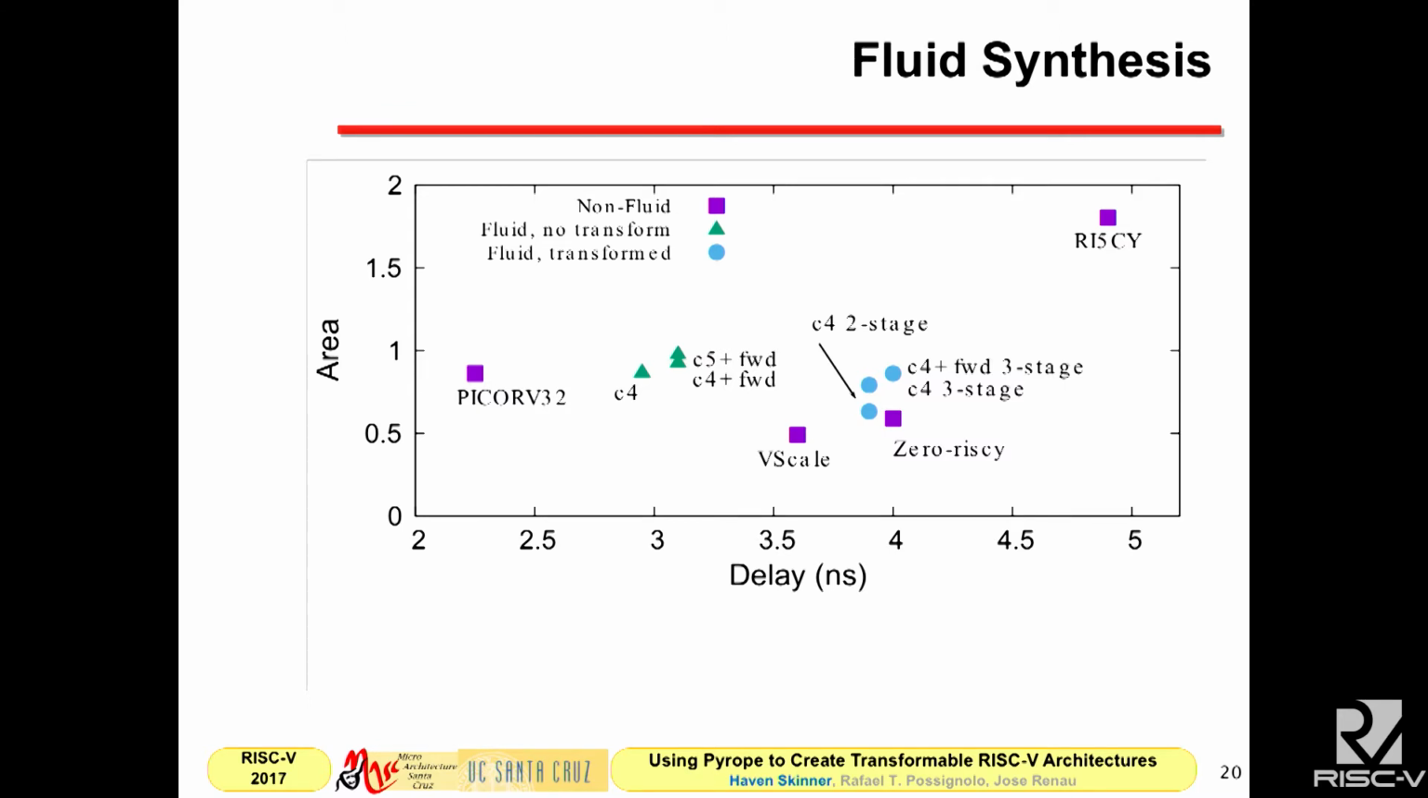And then we looked at some transform variations of our fluid cores. So we take our C4, we transform it into a 2-stage, and then we see it gets pretty close to Zero RISC-V. The 3-stage variants didn't do quite as well. But we were excited to get the range of values we were looking for and a lot of consistency when we do these kinds of transformations.